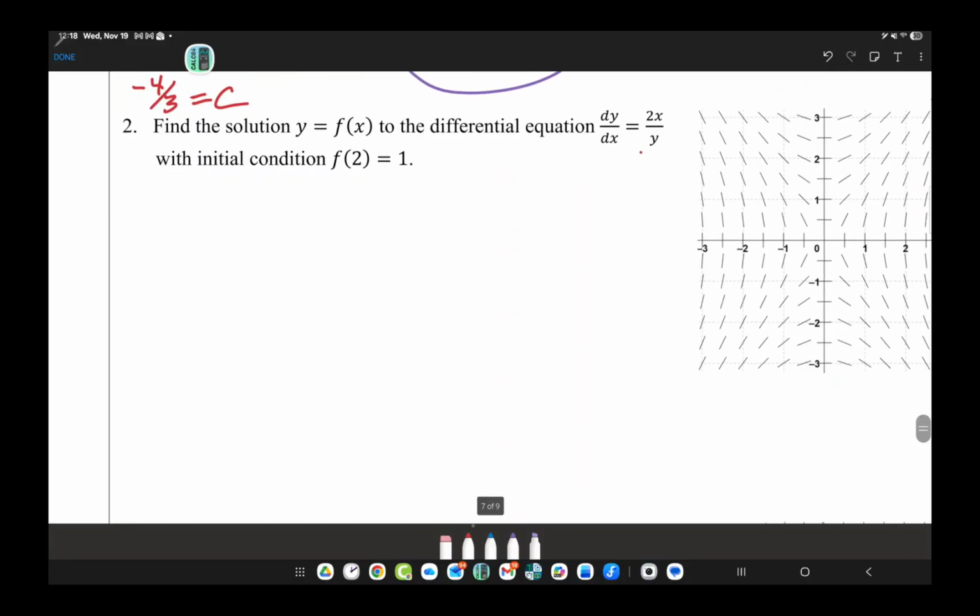All right, number 2. Same setup. Multiply both sides by y, multiply both sides by dx. We get y dy equals 2x dx. And then we integrate. What do we get when we integrate?